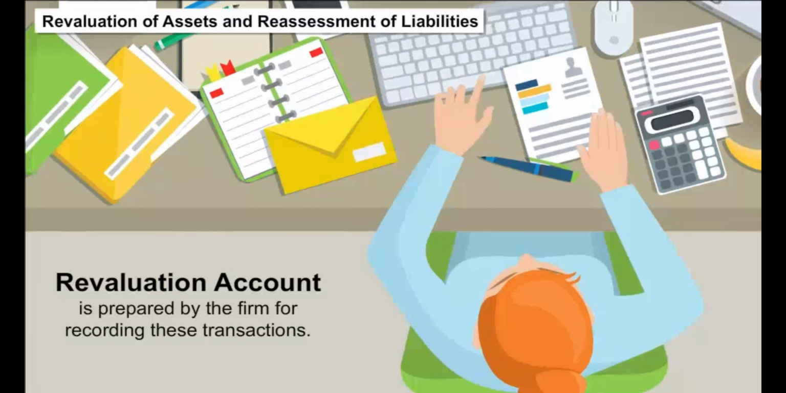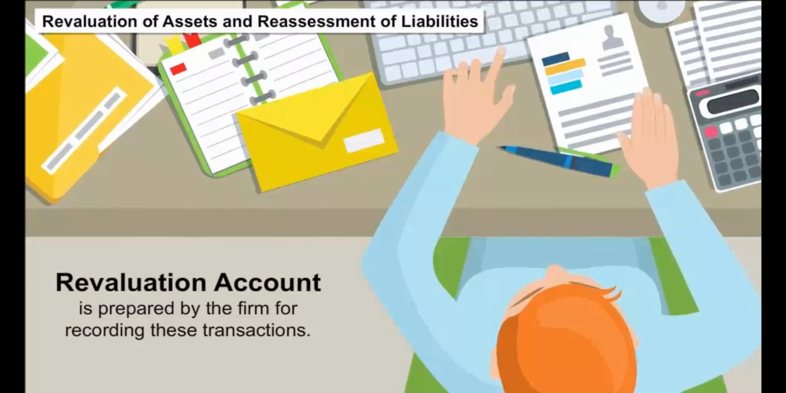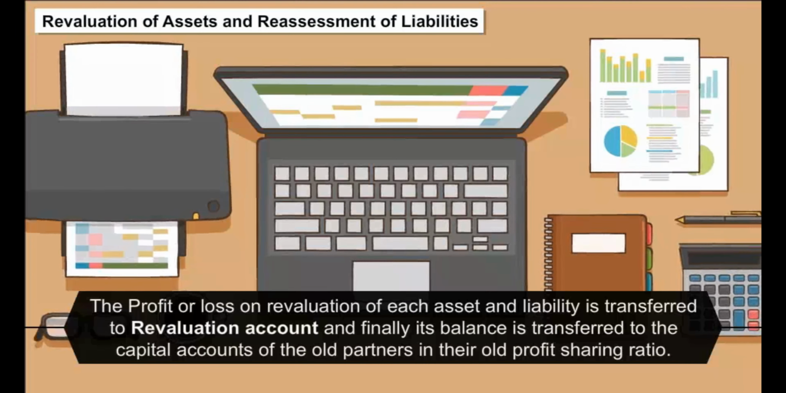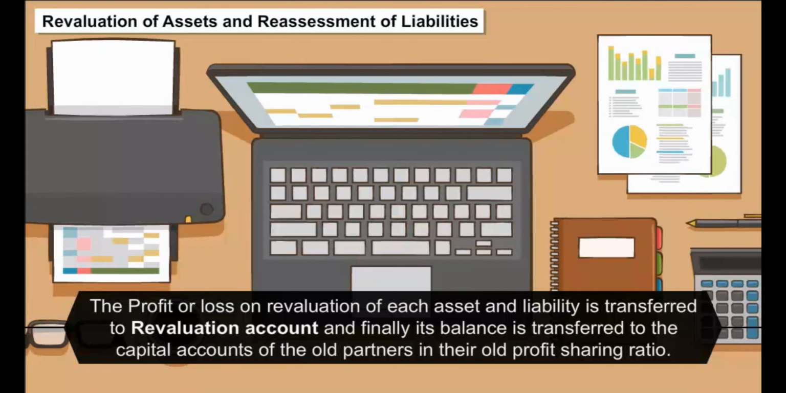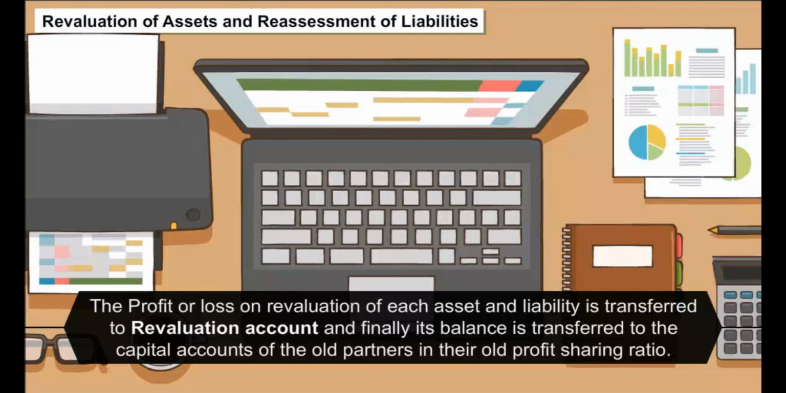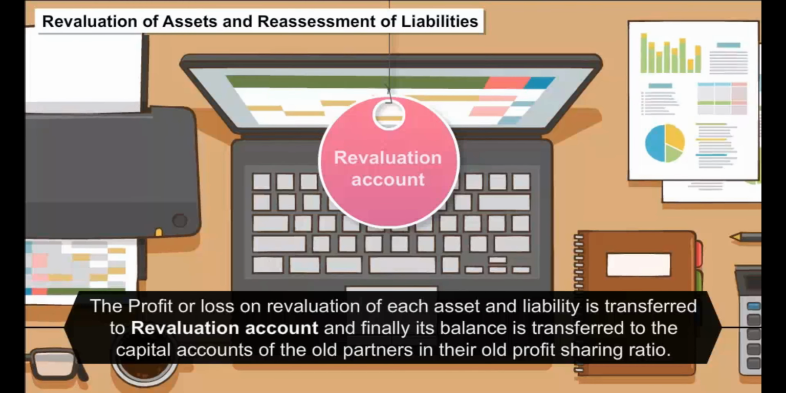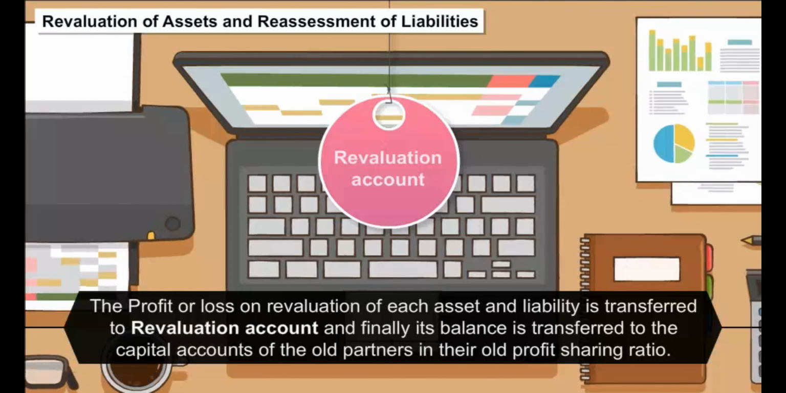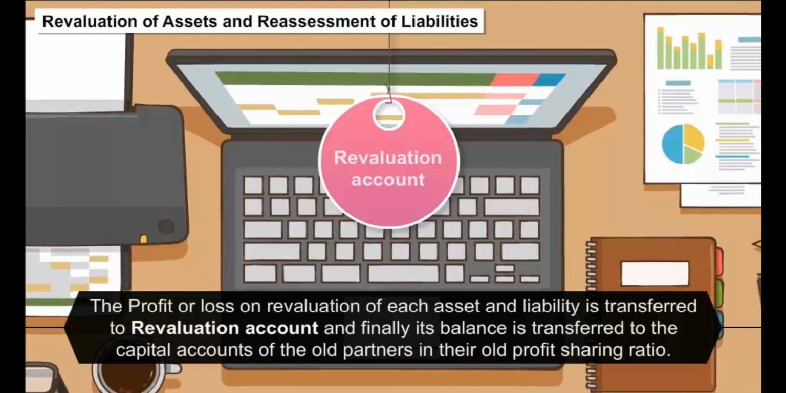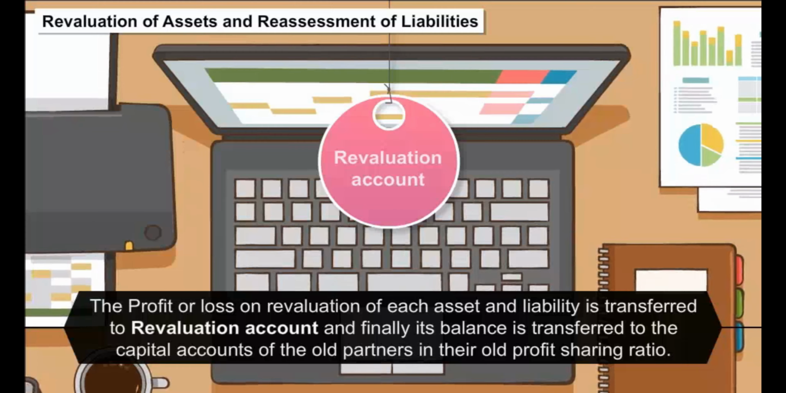A revaluation account is prepared by the firm for recording these transactions. The profit or loss on revaluation of each asset and liability is transferred to the revaluation account, and finally its balance is transferred to the capital accounts of the old partners in their old profit sharing ratio.